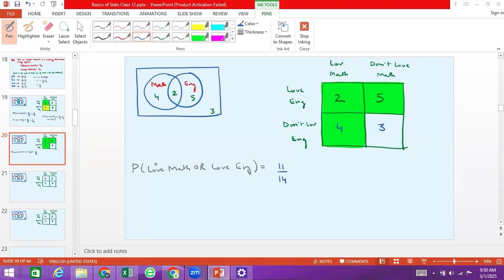Yeah, you mentioned in the formula that you have to minus the P of A and B. Right, that's a different way. Right now, I'm just looking at the numbers and solving it. As you suggested, I can do it this way as well. This is probability of A plus probability of B minus probability of A and B. That is probability of liking math plus probability of liking English minus probability of liking both math and English.